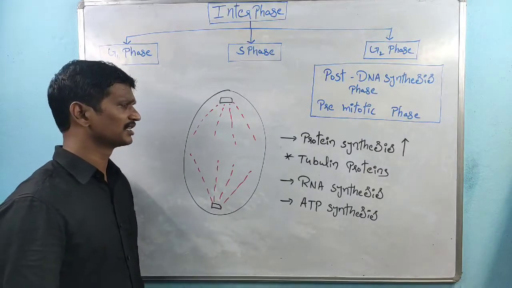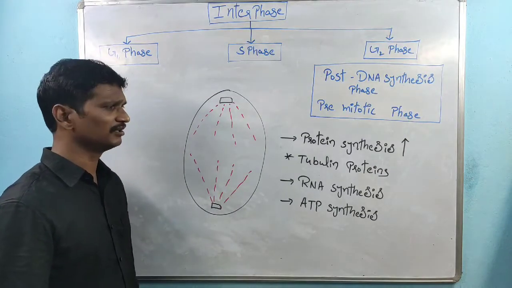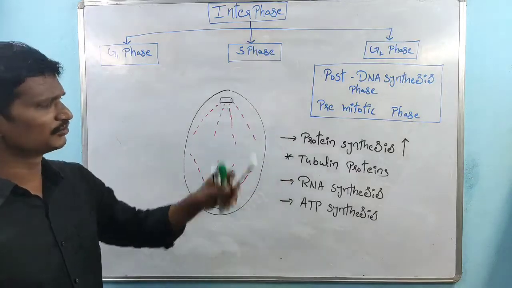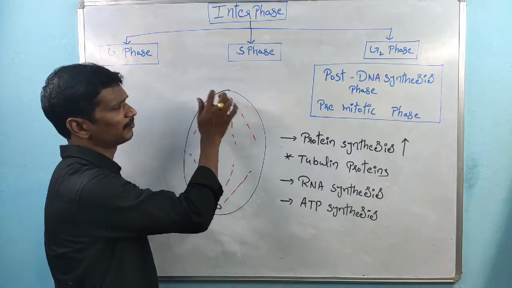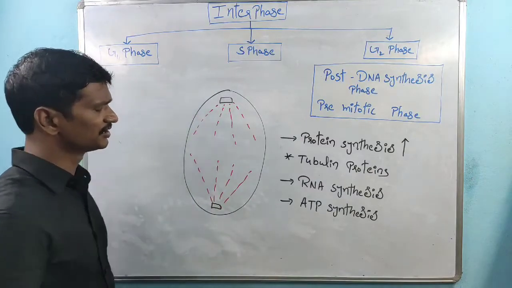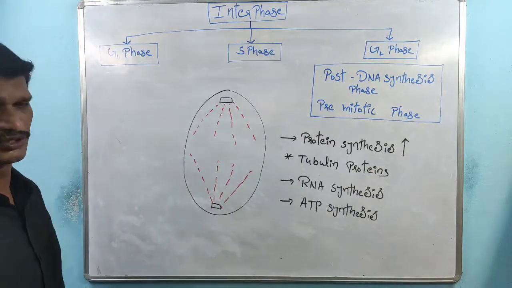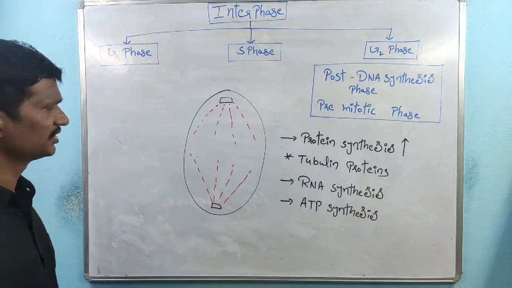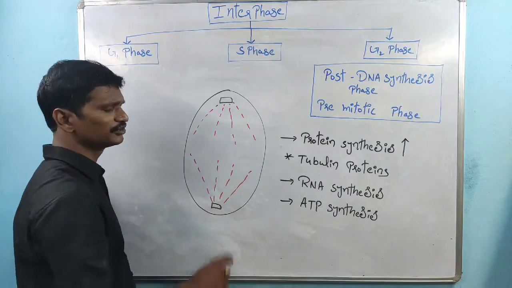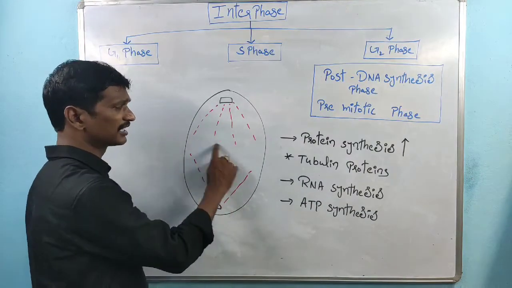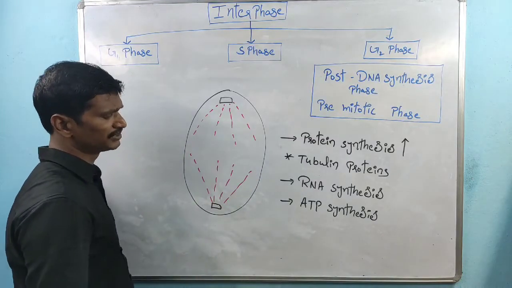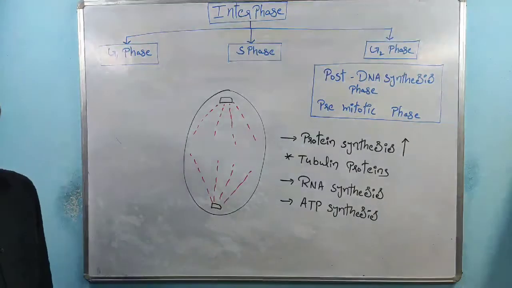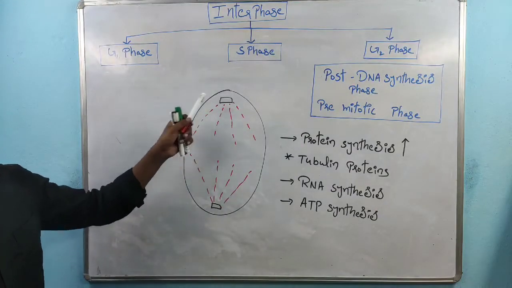Remember, within the cytoplasm, the tubulin proteins are produced. Within the G2 phase, these tubulin proteins are polymerized with the help of centrioles. Once the polymerization takes place, they form long thread-like structures, which are involved in the pulling of chromosomes towards the opposite pole side.